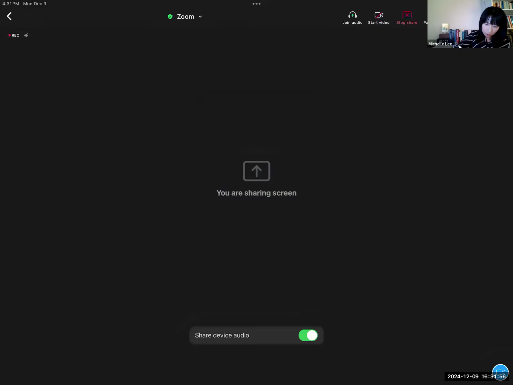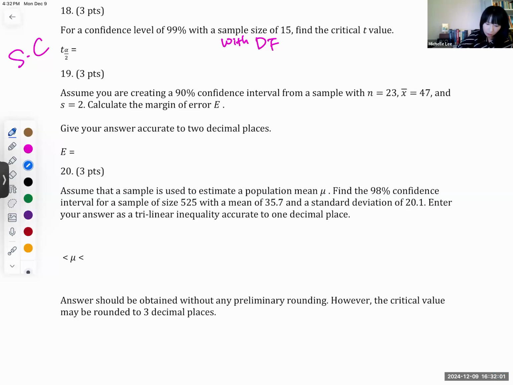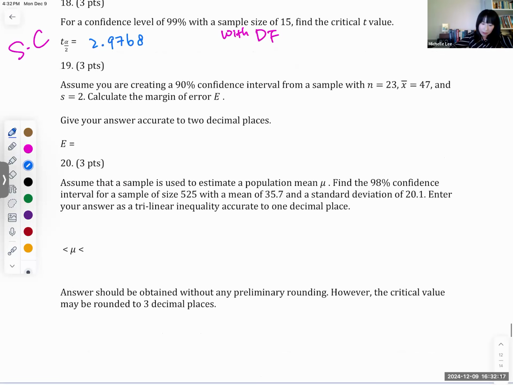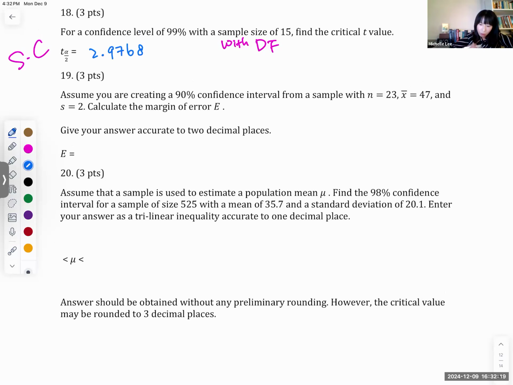So this is a 2.9768. So I keep just the decimal places because they don't say anything. Number 19. So 21 is the last one. So number 19, we want to create, right? The confidence interval. And then margin of error, right?